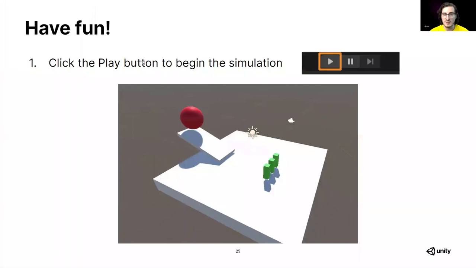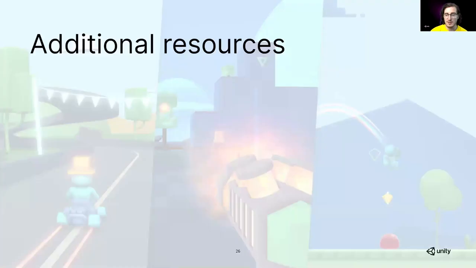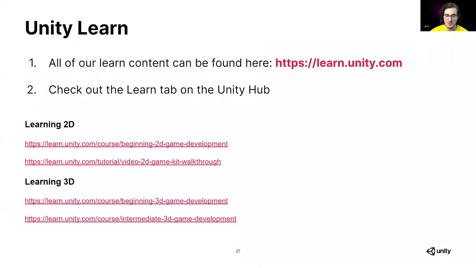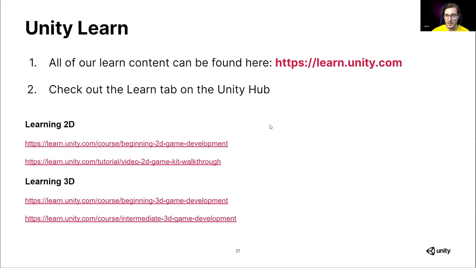All right, so hopefully that was a little bit of understanding some of the editor, getting a little familiar with some of the terminology. And now I want to leave everyone with some additional resources on how to continue learning and getting started with Unity. So in the Unity Hub, there's actually a Learn tab, but all of our learning content is available at learn.unity.com. And this has different steps for getting started as a beginner, if you're a little more experienced, and really all these different tutorials that allow you to learn different parts of game development and different parts of Unity.